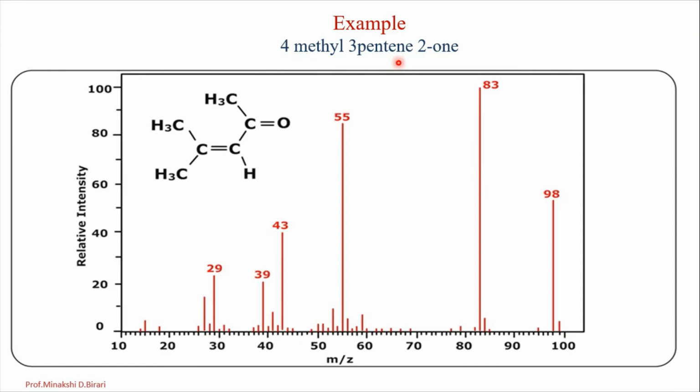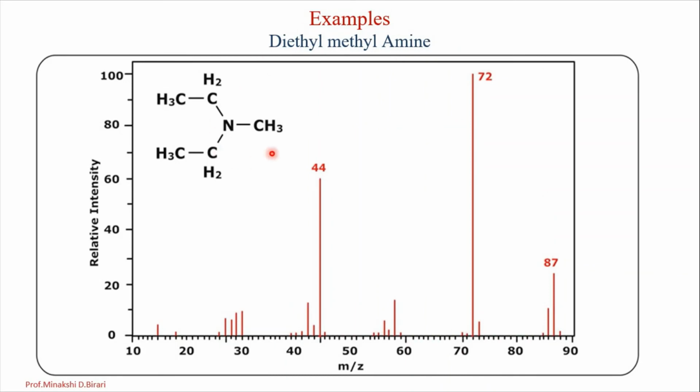Next example. Now it is the mass spectrum of diethylmethylamine. In this example, diethylmethylamine has only one nitrogen. So it shows the molecular ion peak at M by Z value 87. So this value is odd. The molecular ion peak is observed at an odd M by Z value 87, and the majority of the other fragment ions are observed at even M by Z values.